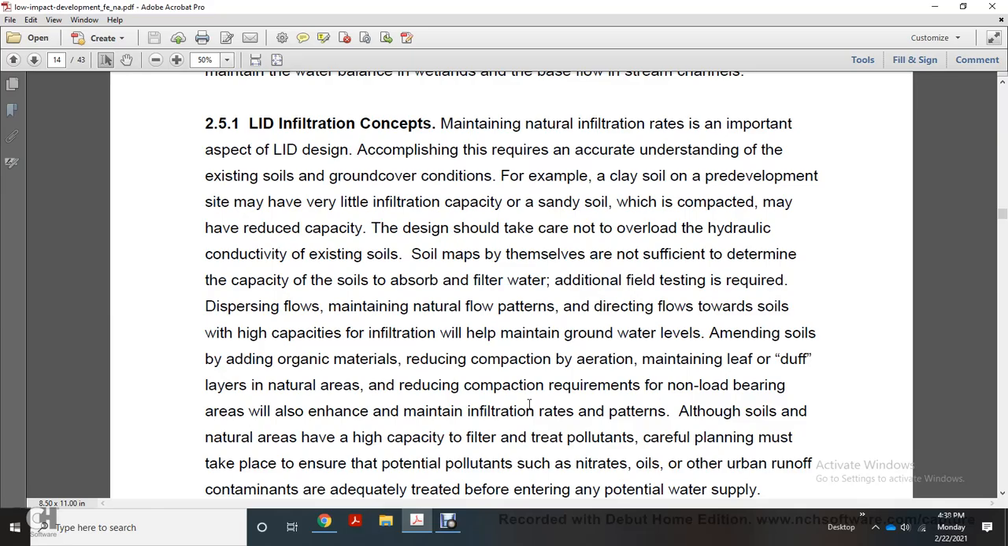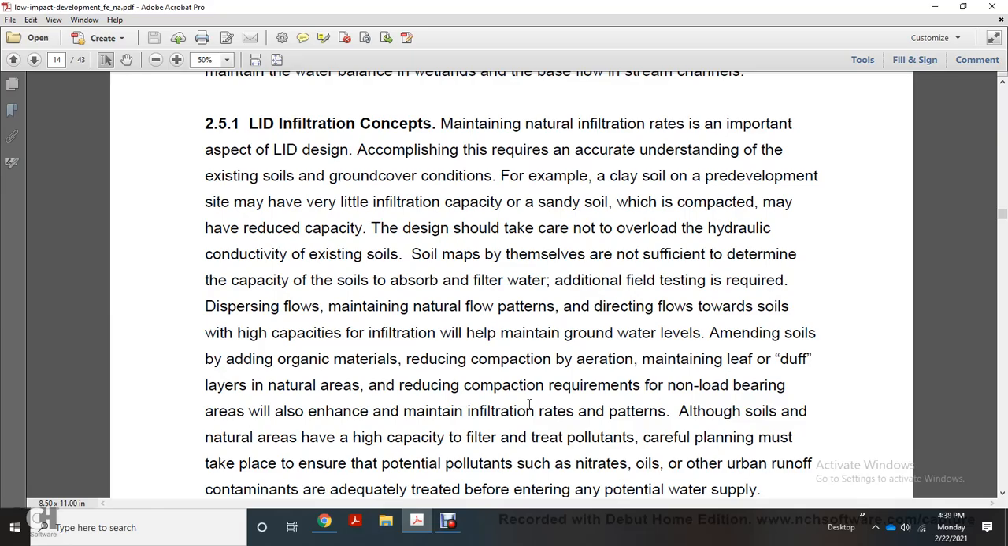For example, the clay soil at a pre-development site may have very little infiltration capacity. Sandy soil with compaction may have reduced capacity. The design should take care not to overload the hydraulic conductivity of the existing soil. Soil maps by themselves are not sufficient to determine the capacity of the soil to absorb and filter water.